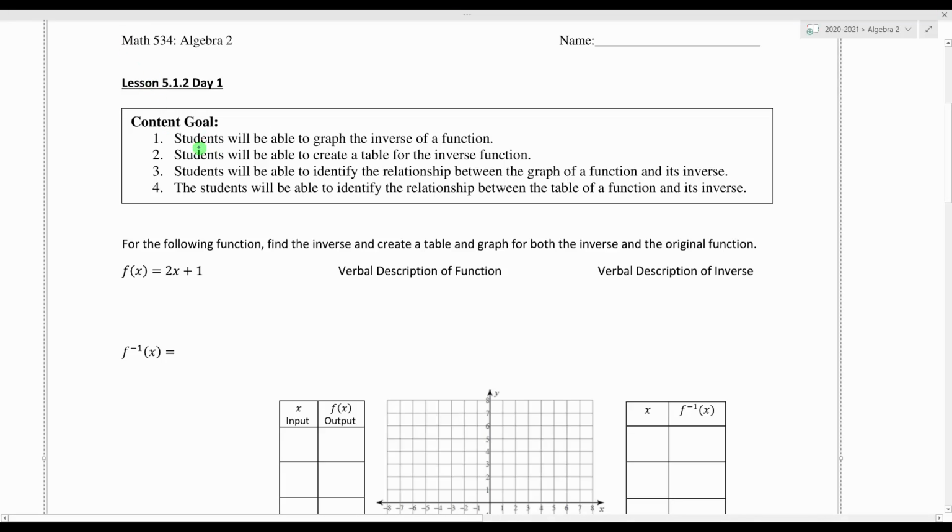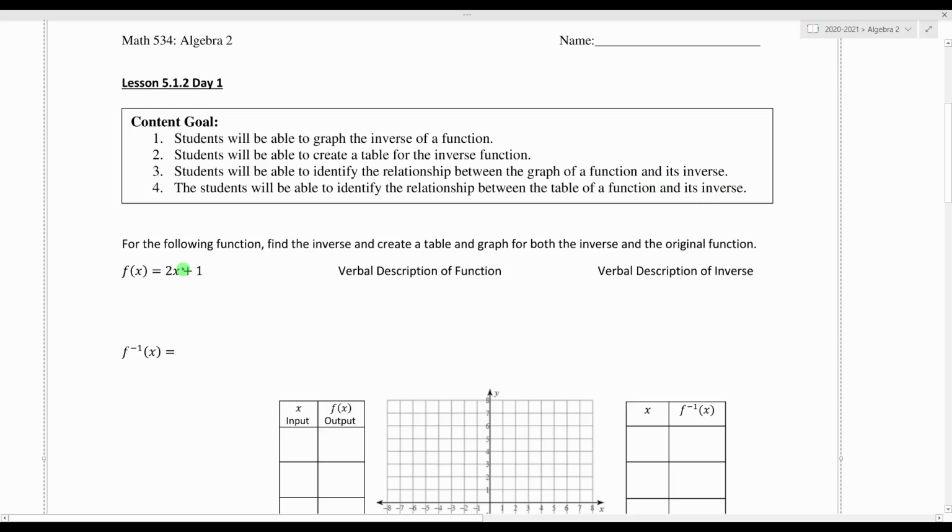Our goals today, we want to take a look at the different representations of functions, such as our tables and our graphs, and we want to understand what kind of impact or what kind of relationships exist between a function and its inverse in the table and the graph. We're going to learn how to graph the inverse of a function today, and we're also going to learn how to create a table for the inverse function to go along with its equation. And then once we have those things built, we want to be able to identify the relationship between the graph of a function and its inverse, as well as the relationship between the table of a function and its inverse.